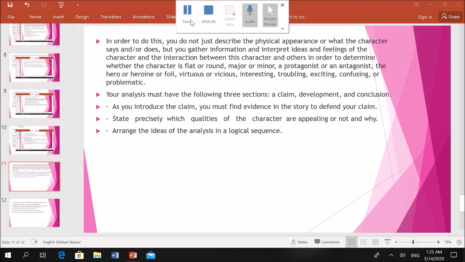State precisely what qualities of the character are appealing or not and why. وبقول طبعا كمان وأنا بحلل الشخصية الصفات الكويسة والصفات الوحشة، ليه أنا شايفة إن الصفات دي كويسة أو ليه بشوف إن الصفات دي مش كويسة. Arrange the ideas of the analysis in a logical sequence. طبعا وأنا بتناول الشخصية بحاول إن أنا أرتب أفكاري بطريقة logical.